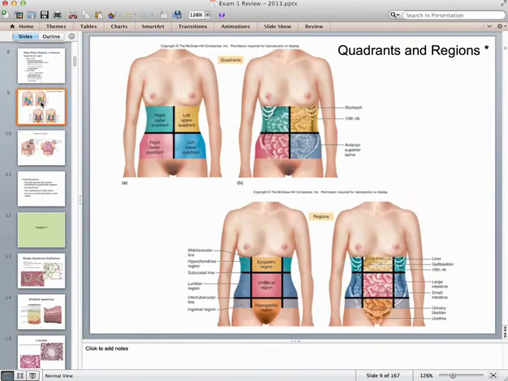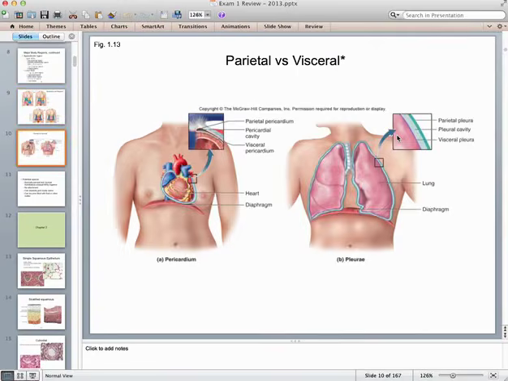You guys, it would be good to be familiar with these different regions: right upper quadrant, left upper quadrant, epigastric, umbilical, hypogastric, etc. You likely will have a question that asks you to identify something in one of these regions.